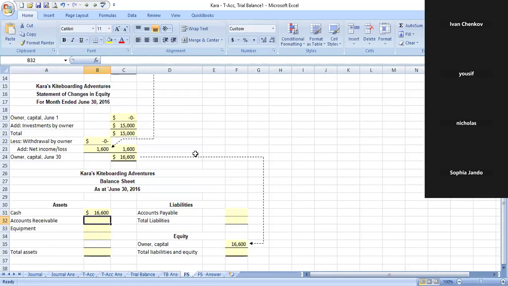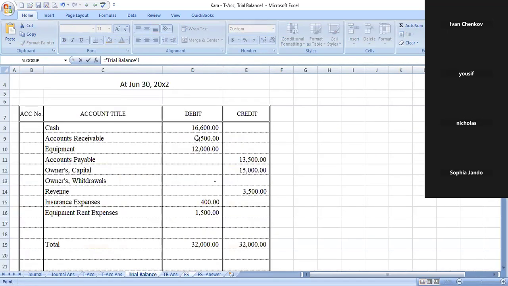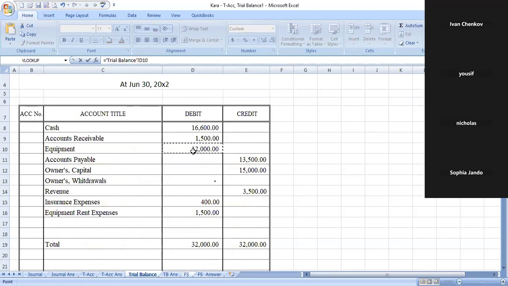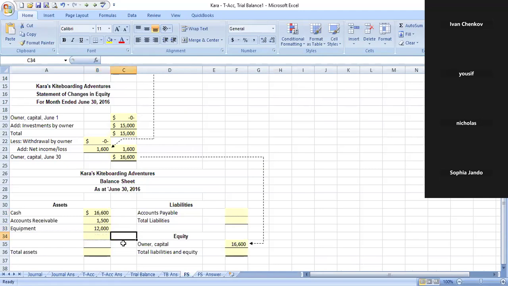Do we have accounts receivable? Yes, we do. How much is that? From the trial balance, we have 1,500 uncollected amount, which is sitting in receivables. And we have equipment. How much is that equipment? $12,000. So my total assets are $13,100.